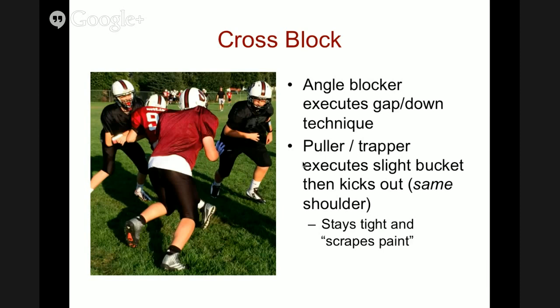Here we have two blockers. We have our angle blocker and we have our puller or trapper. The angle blocker is just using a gap or down technique, and this is usually going to be a tackle. It might be a tight end. Sometimes, like on the trap play, it could even be your center. But he's going to be responsible for blocking down on the player that's playing in the gap or shading the trapper. His rule is simple. It's going to be a down left or down right rule.